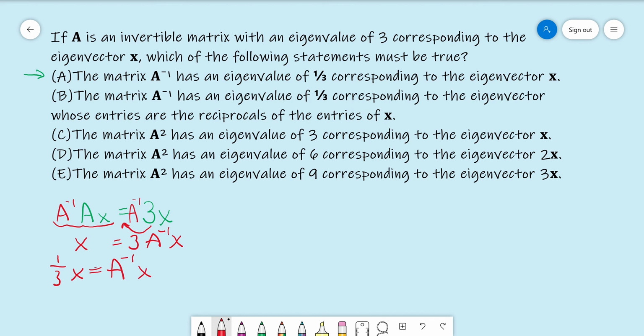Well, this is exactly the same as the first statement here in green, except that instead of A we have A inverse, and instead of 3 we have 1/3. So that means that 1/3 is an eigenvalue corresponding to the eigenvector x. So the answer is A. We don't have to look much further.